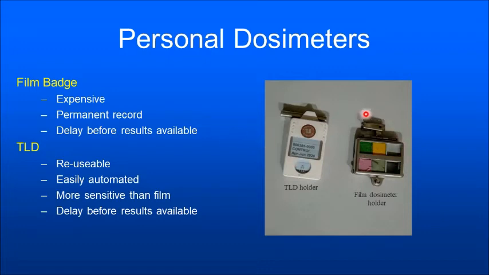This one is the film badge. It is quite expensive, but it is a permanent record. There is a delay before the results are available. Thermoluminescent dosimeter, you can see this is the one that's used in India. It is reusable, easily automated, more sensitive than film. There is a delay before results are available, just like the film. I'll tell you why the delays are.